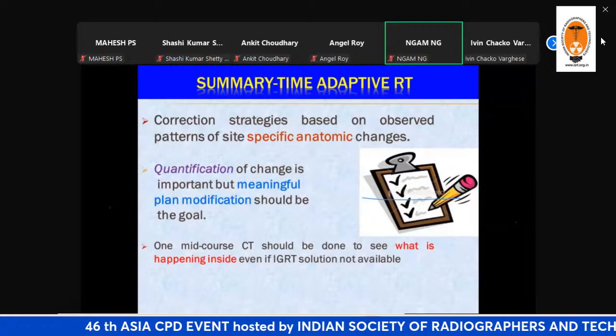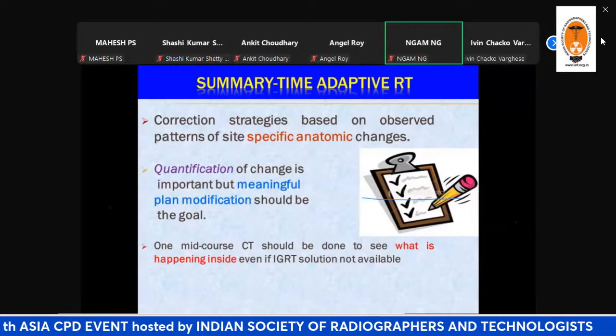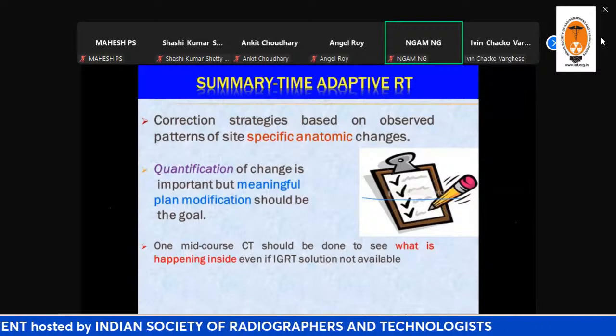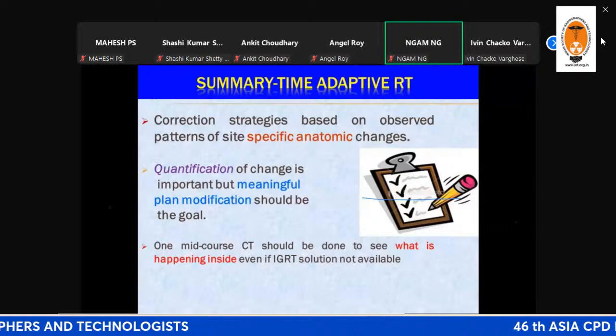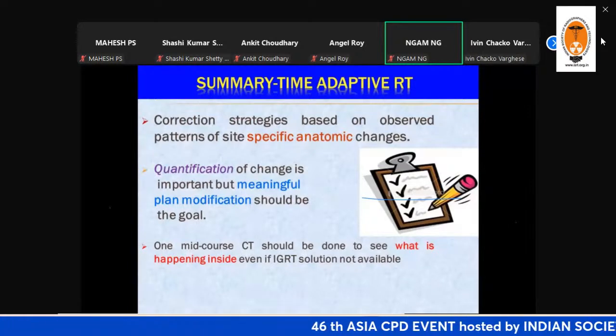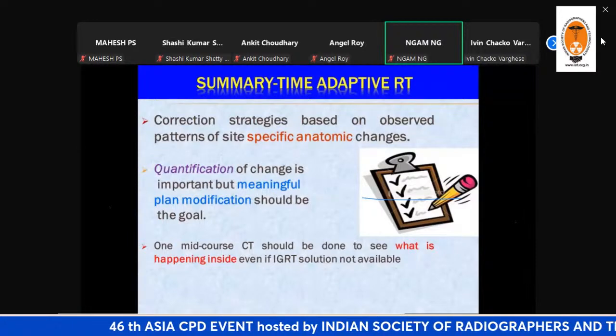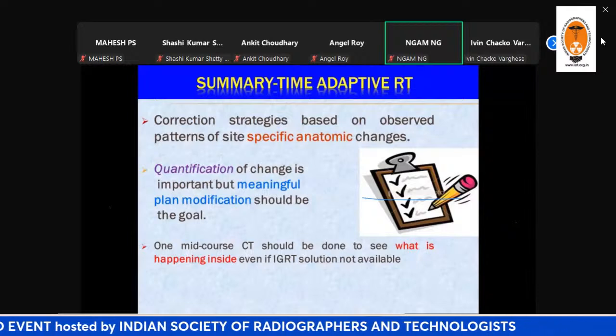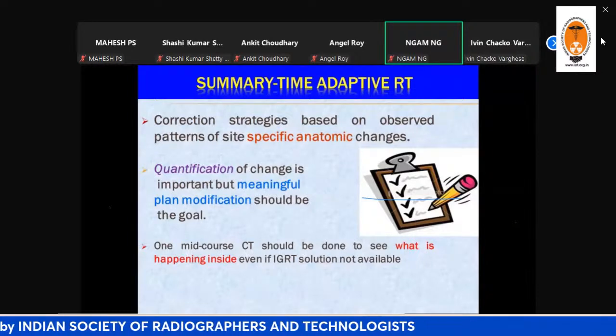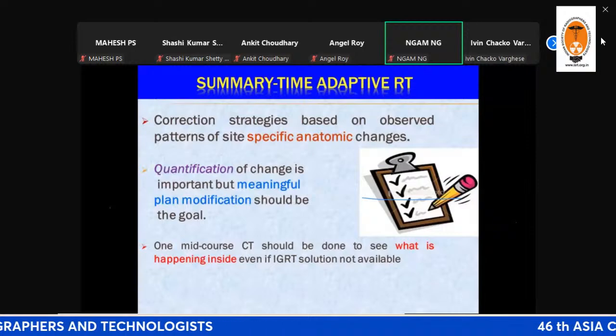And one mid-course CT should be done to see what is happening inside, even if an IGRT solution is not available. That means those centers where there is no integrated imaging system available on the linac, or the patients who are doing the treatment on cobalt, they can do one midway CT to see the response of the tumor. So if there is any change, they can adapt the treatment plan accordingly.